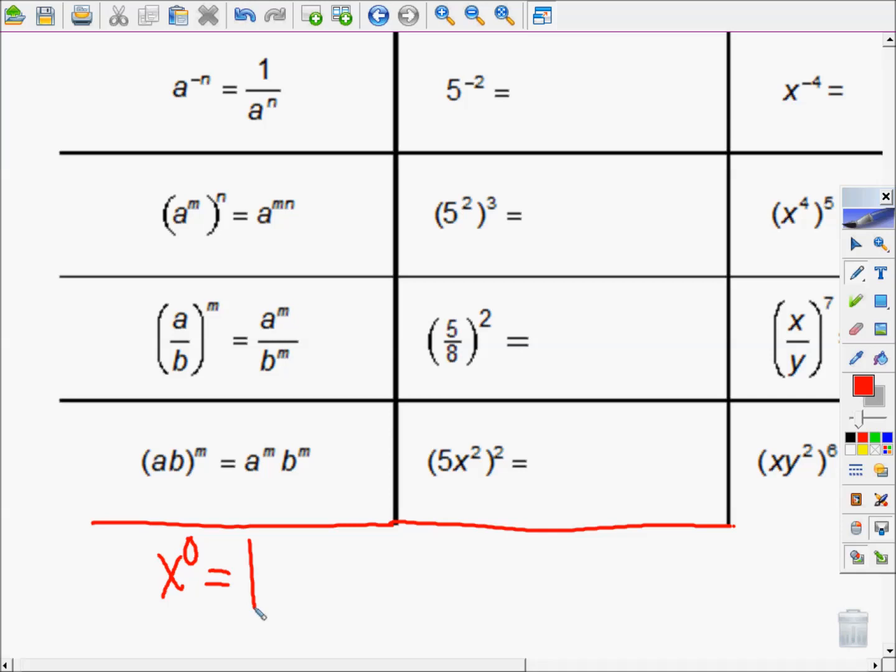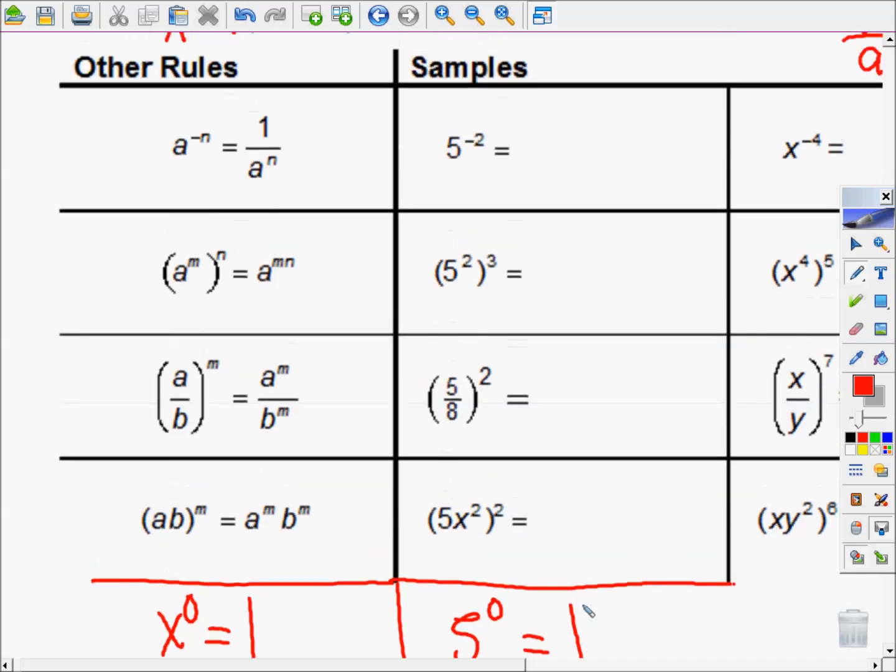So if I have this problem and it said 5 to the 0, what is 5 to the 0? Uno. Do we get it? Yes. Anything to the 0 power is 1. All right, so let's go over our other rules.